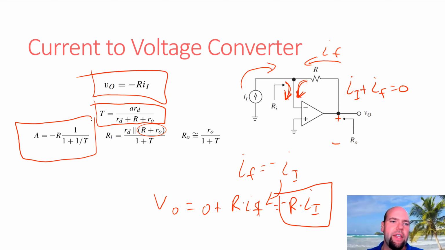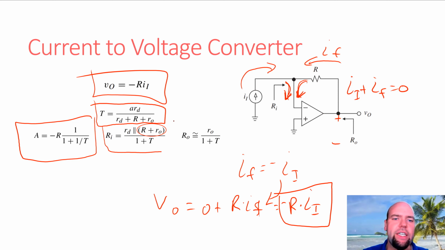The closed loop gain is negative R, attenuated by 1 over 1 plus 1 over T. And again, if we were just using a more simplistic, finite open loop gain, we could use L as well. We could use the loop gain instead of T there if we had solved for the loop gain, which is a little more straightforward. There's a couple things to note, and we talked about this last time.